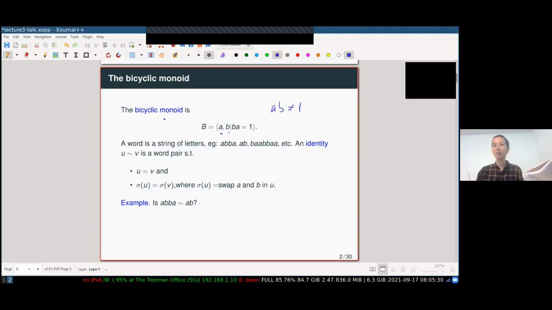So here's an example, or small question. Does this word ABBA form an identity with the word AB? Please just yell out your answer, or you can type it in the chat.